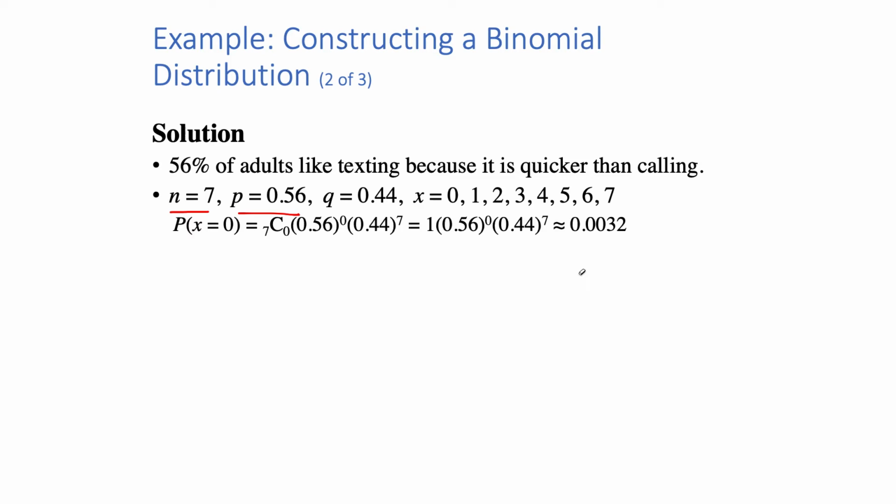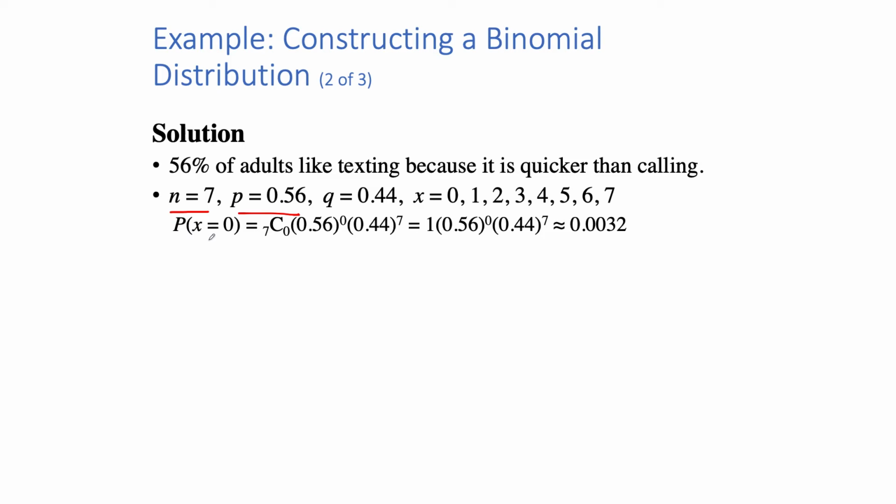Okay. So given that this is the situation, I can calculate the probabilities that X will take any of these values. So the probability that when I talk to 7 people, where the probability of successful response is 0.56, the probability that exactly 0 of these 7 people will say yes is given by the probability that X is equal to 0, and I apply the binomial formula.